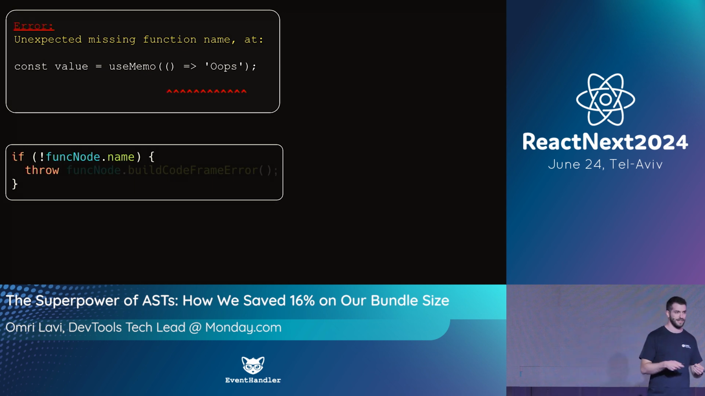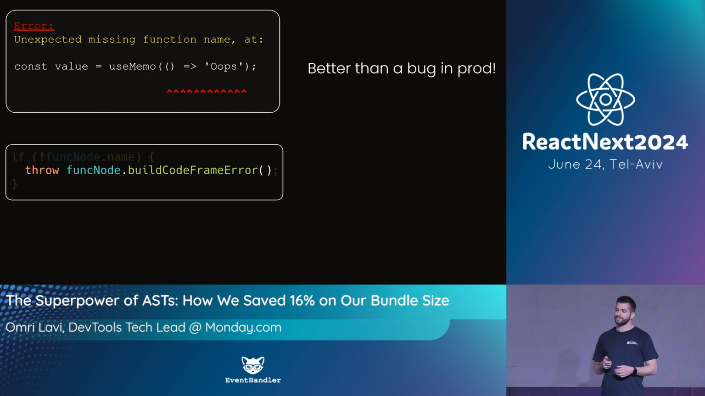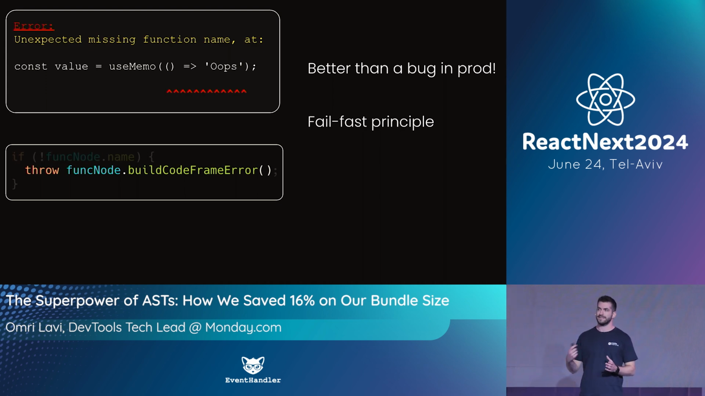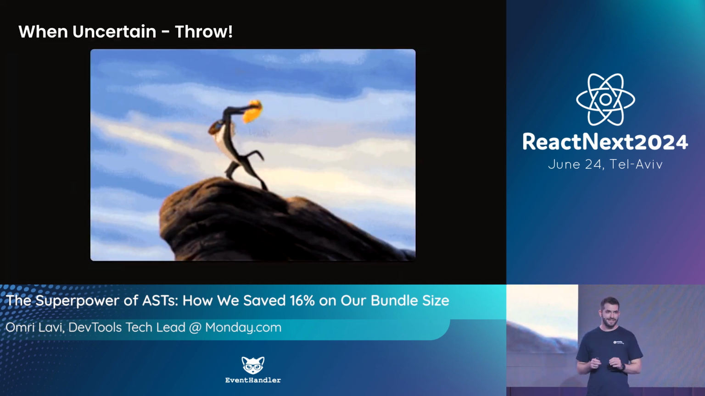If I'm seeing a function node that doesn't have a name, then throw an error. But I don't want just any error. I want something specific that shows me all the details that I need. So in the case of Babel, it's by using a built-in called frame error, which creates an error with all the context that you need. And it may be annoying to get this error during the build, but it's much better than a bug in production. It also follows the fail fast principle, which says you should fail as soon as possible instead of later on. And lastly, it allows an incremental approach, so you can add more and more layers to your solutions as you find out about them. So remember, when uncertain, just throw.